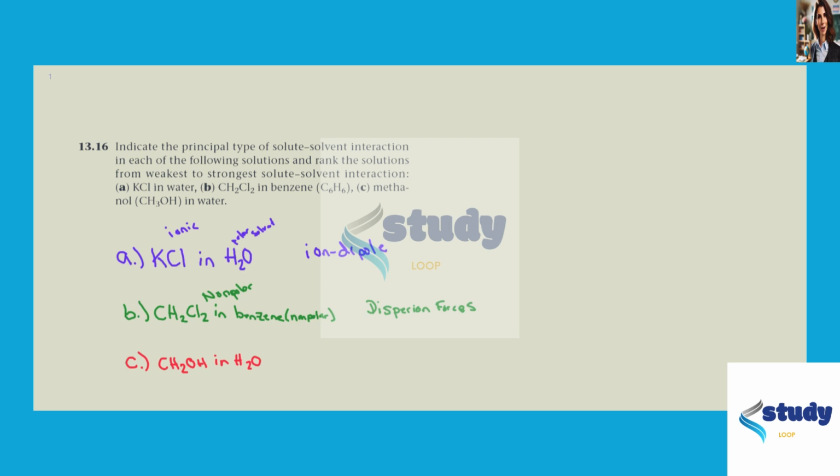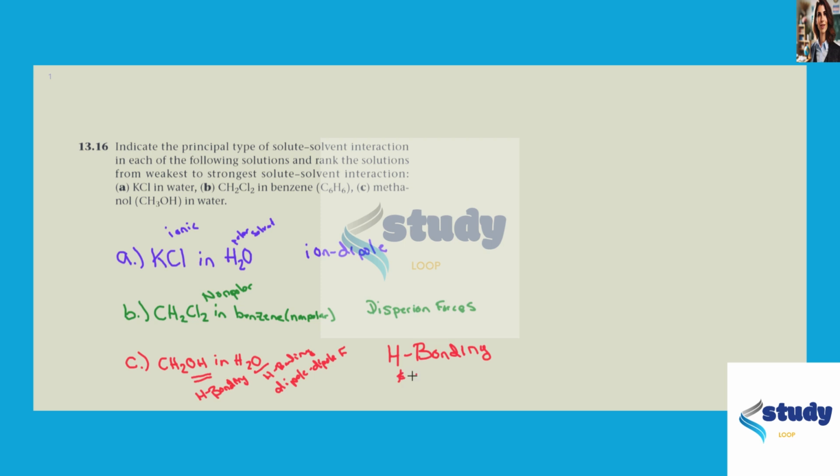Now let's look at our last and final one. We have methanol, which is CH3OH. OH, let's see that right there. That we know is always going to give us hydrogen bonding. And then we have water, which will give us hydrogen bonding, as well as a dipole-dipole force. But that hydrogen bonding is by far stronger than the dipole-dipole force. So we're going to mention that hydrogen bonding.